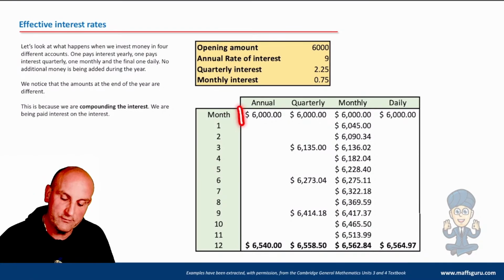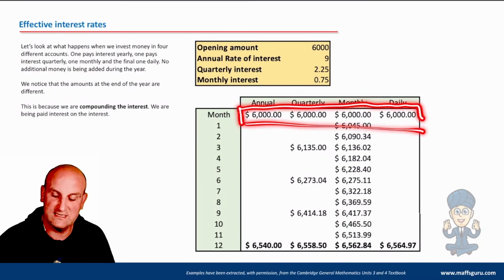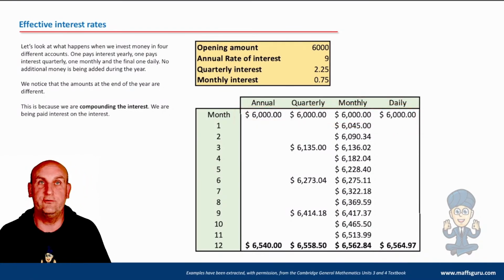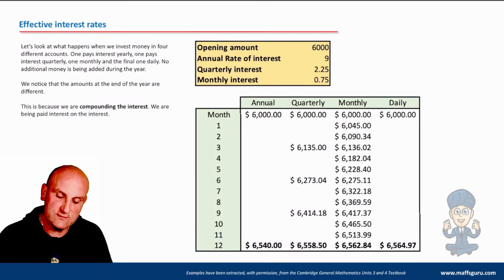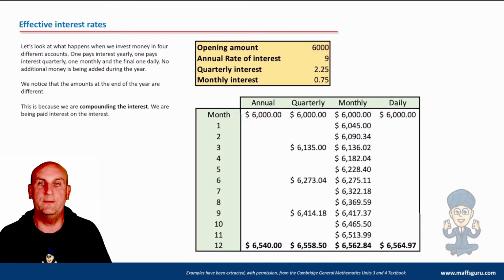Now, assuming that I open each bank account with $6,000. I wish I had $6,000. Actually, I wish I had $6. Whole new discussion, moving on. And each of these banks has an interest rate of 9%.